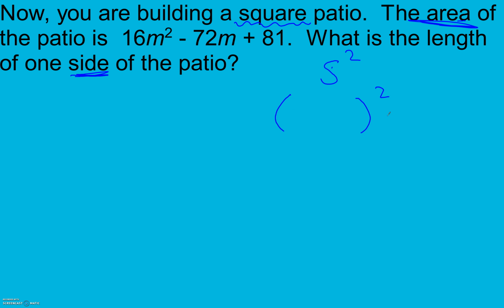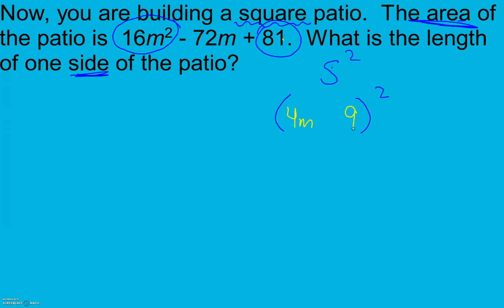We also could have recognized that 16 is a perfect square and so is 81. So since both of those are perfect squares, we can check to see, is this a perfect square trinomial? 16 is 4 times 4 and m squared is m times m.